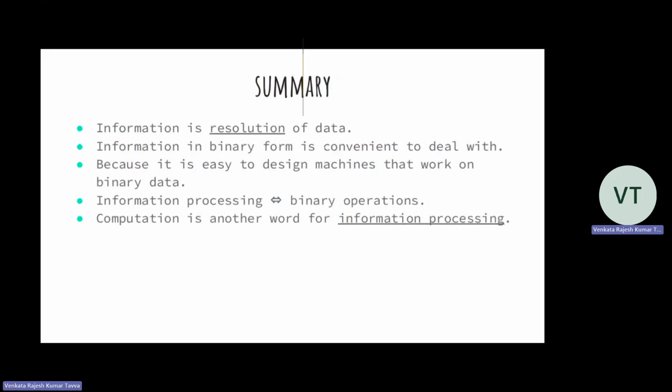So computation is another word for information processing. This aligns with what I said in the previous lectures, that a computer is like a black box which takes some input and gives you some output. Whatever is happening inside this black box is information processing. That's it. And what is information processing? Processing binary data, processing zeros and ones.